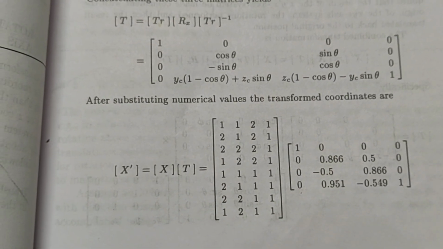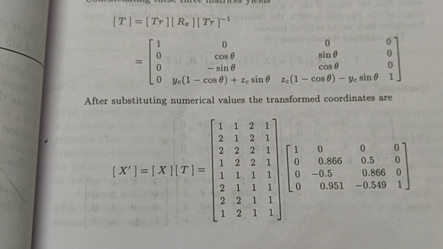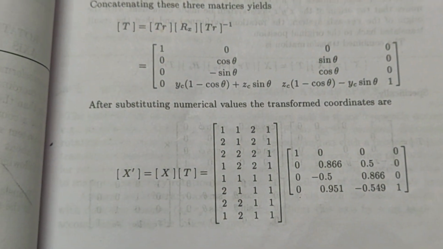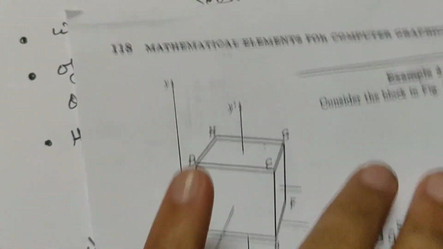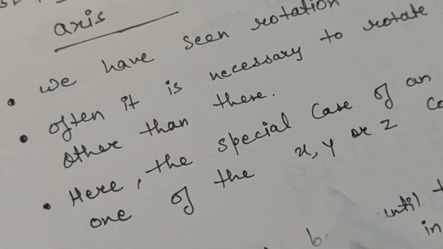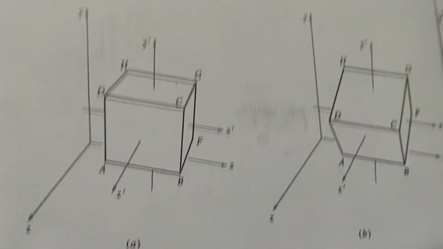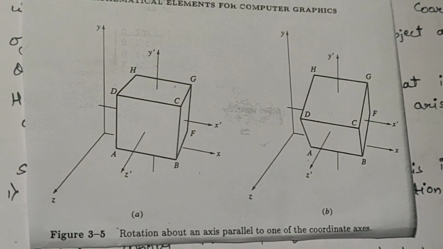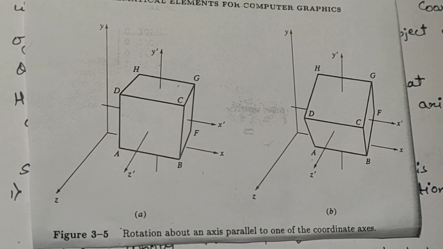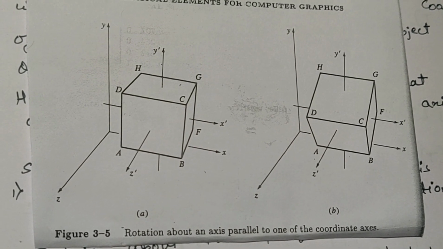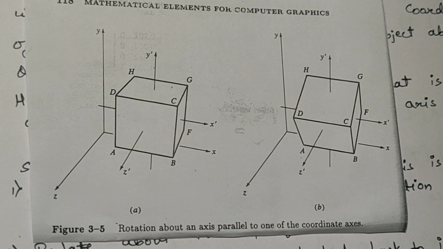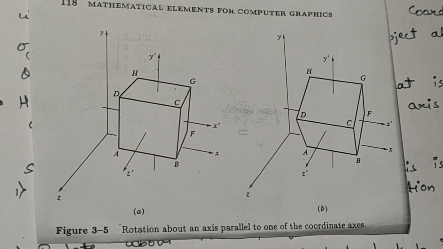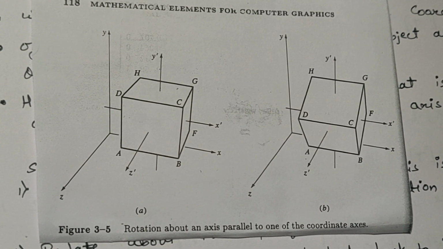When we multiply this, there will be some points, and those points will denote my object. See here, this is my original object A, and B will be my object after rotating about an axis parallel to one of the coordinate axes. So this is how the transformation is. I hope you have understood this. Thank you so much.